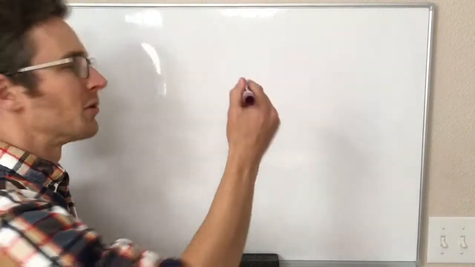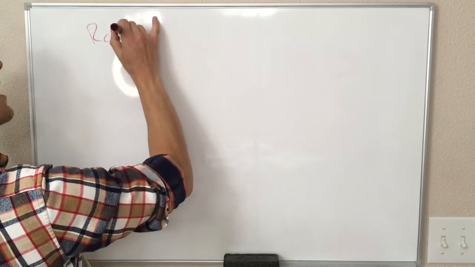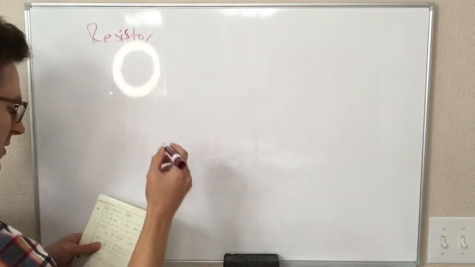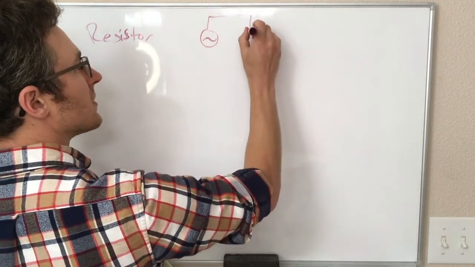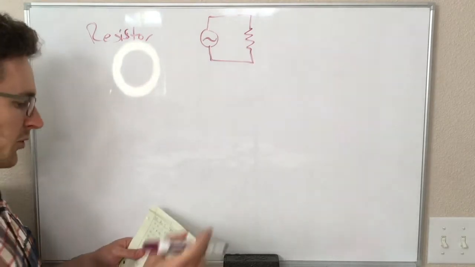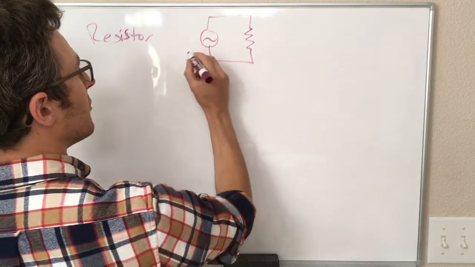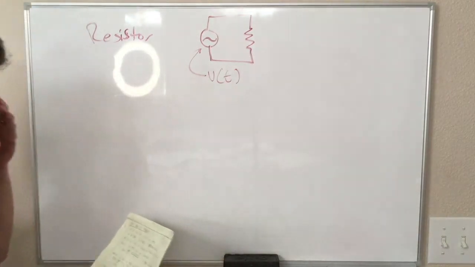So let's say I have a resistor. We're going to look at our three components individually to start with. So let's say I have a resistor that is connected to an AC voltage source. So I have something that looks like this and like that. Now, my voltage source is making a voltage V of t that is oscillating with time.